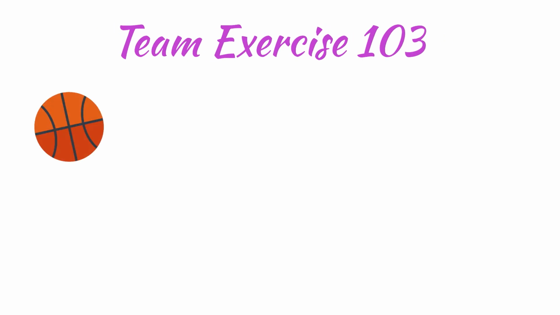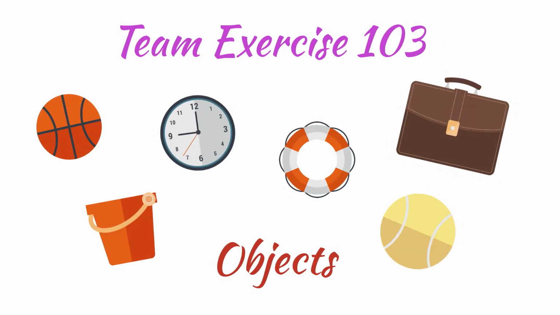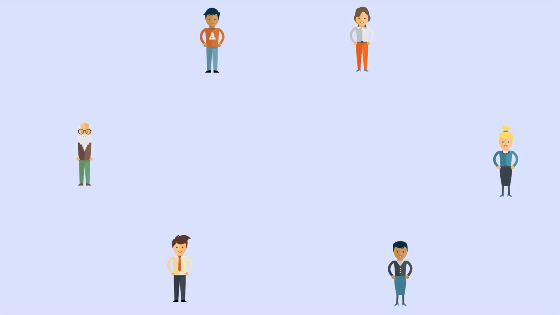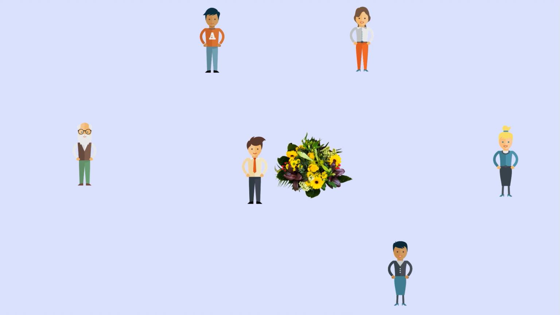Team exercise 103, objects. During the exercise, the team stands in a big circle. Prior to the exercise, you ask the team members to bring an object which symbolizes something they think is important within the team. Point to the first person, who will lay down the object in the center of the circle and tell what this object symbolizes.